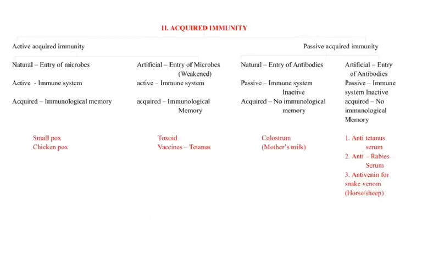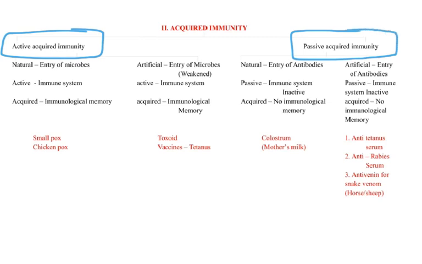Acquired immunity means immunity after birth. When we are exposed to various kinds of microbes, whatever immunity we get is called acquired immunity. Acquired immunity is of two types: active acquired immunity and passive acquired immunity.